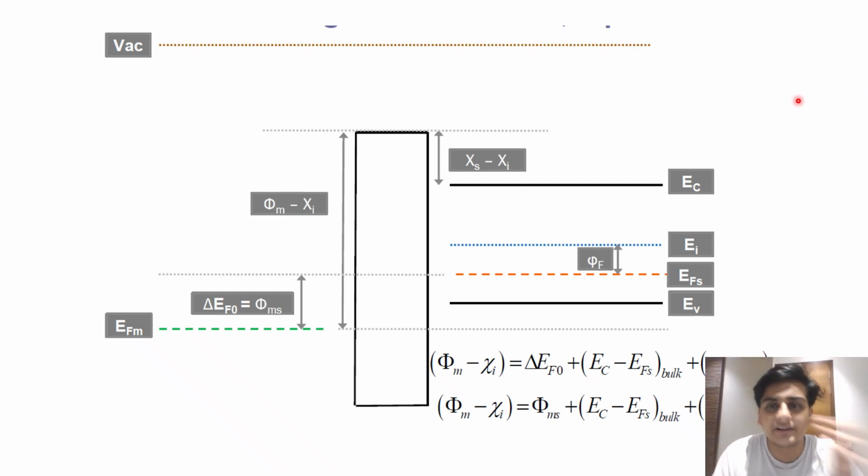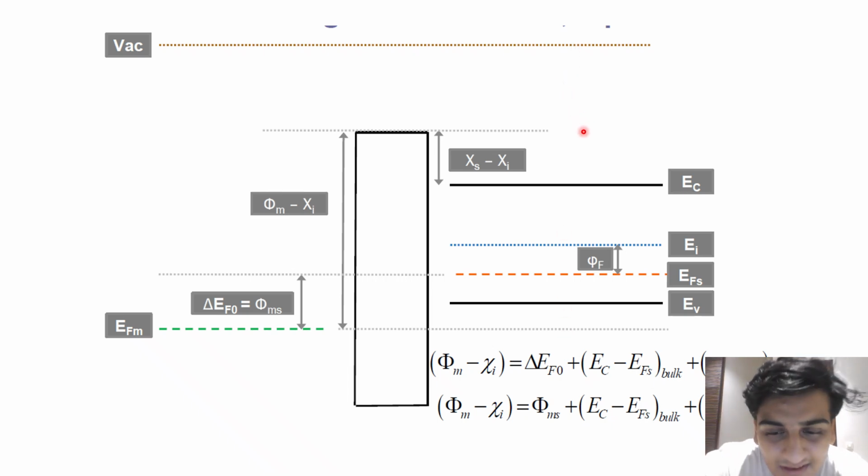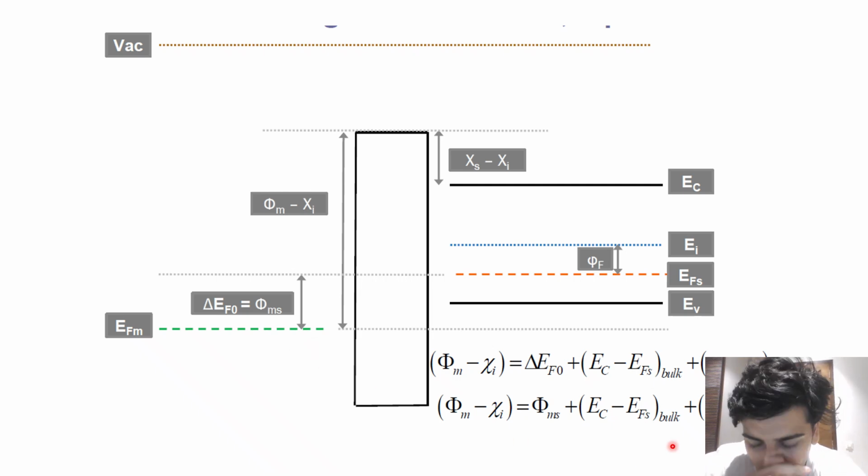Because your vacuum level is flat, your conduction band, which is with respect to the vacuum level, is also flat. Your valence band, with respect to the vacuum level, is also flat. These are just some calculations they did based on these differences. It's not important; it's just adding up these energy levels and equating them. So I'm not going to get into these calculations.